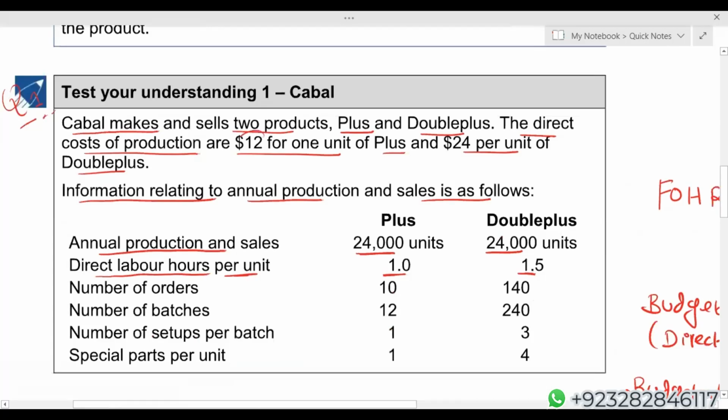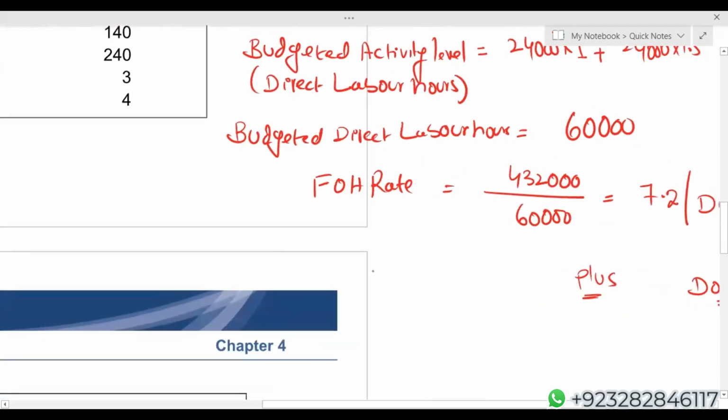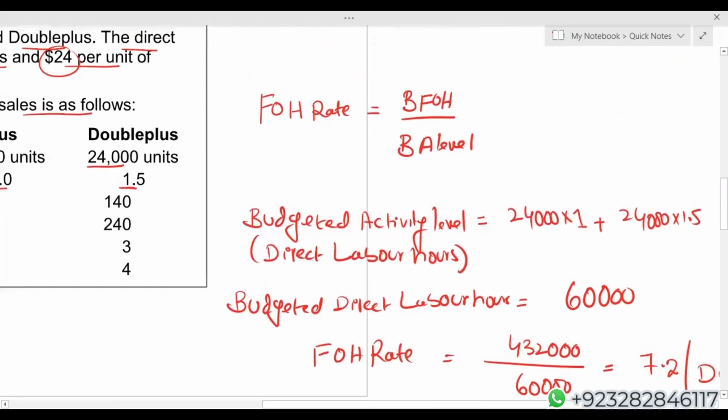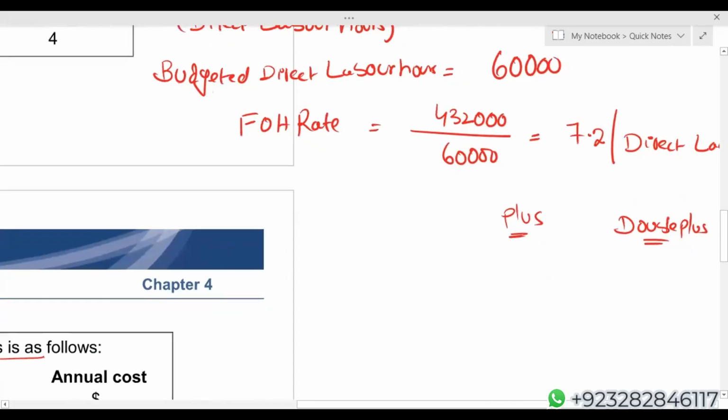The examiner has already given us the direct cost, 12 and 24. So right now we are dealing with part A, under absorption costing. Direct cost obviously will remain the same, whether it is absorption costing or ABC.